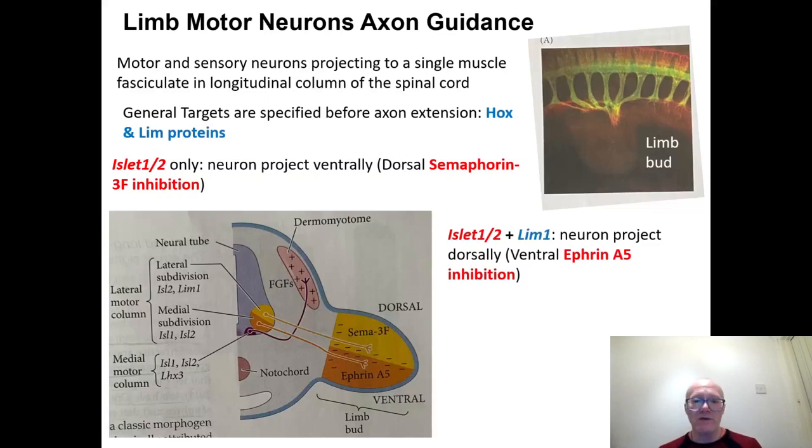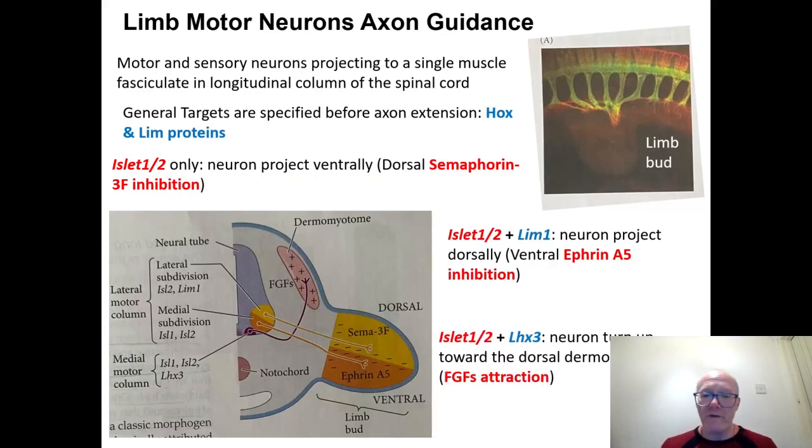Conversely, neurons that express Islet1 and 2 and Lim1, which is another of these LIM proteins, can project only toward the dorsal part of the limb bud. You can see this here. And this is because Lim1 induces expression of a receptor for ephrin A5. And ephrin A5 is only expressed in the ventral part of the limb bud. So these neurons expressing the receptor for ephrin A5 cannot go there. They're actually sensitive to ephrin A5.